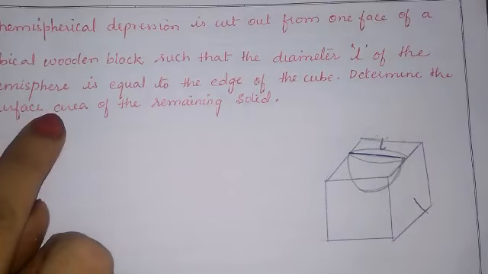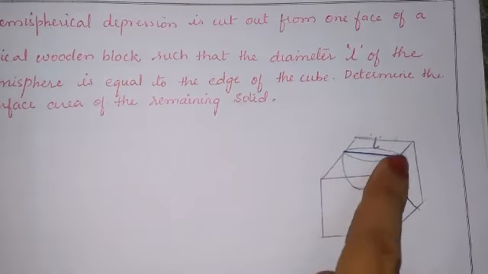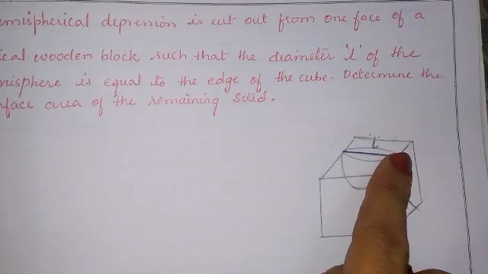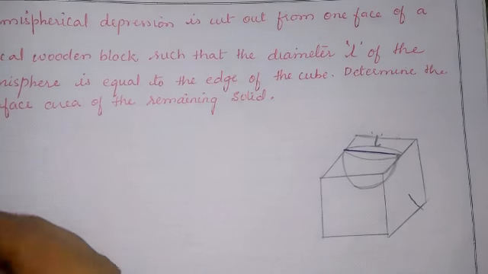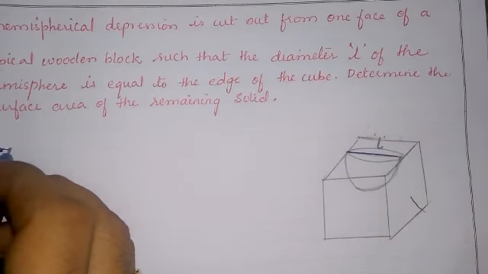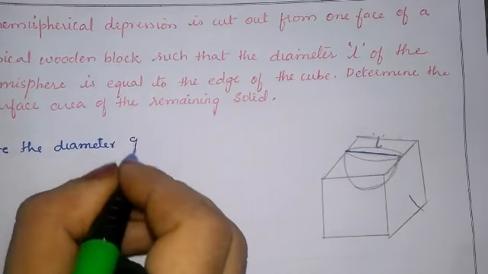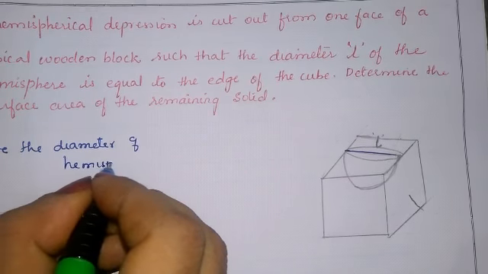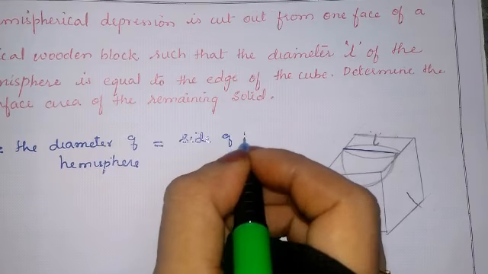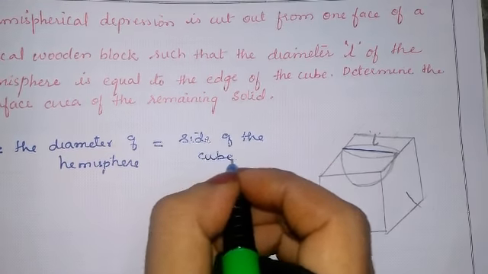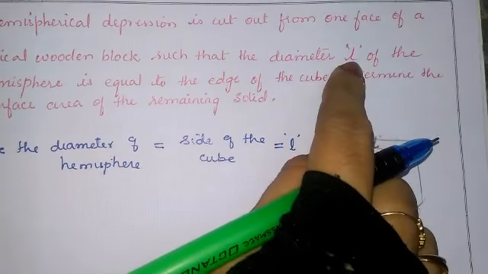So let us determine the surface area of the remaining solid. Exactly the same. Here we have to cut off the hemispherical part. So let us write here: the diameter of the hemisphere is equal to the side of the cube. It is told in the question. And both are equal to L. It is given: diameter L.